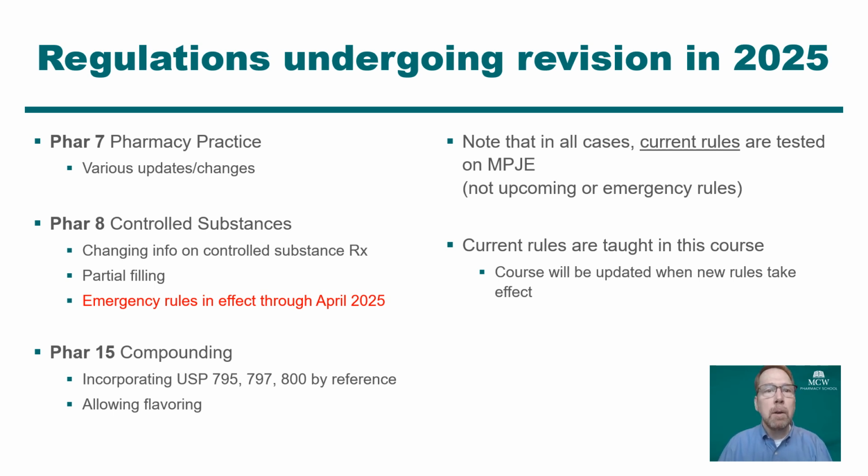FAR 15, our compounding regulation, is currently undergoing revision as well, and will be incorporating USP 795, 797, and 800 by reference, as well as including stipulations for flavoring. Again, this is in the development phase right now.